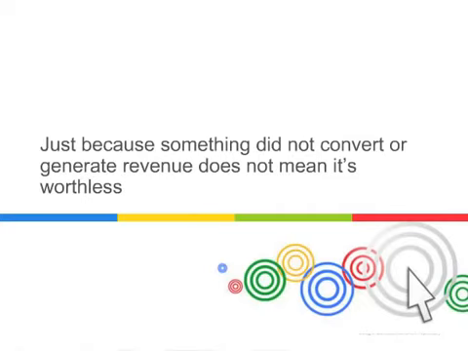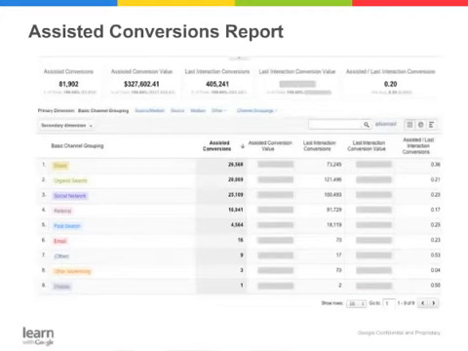And Google Analytics is trying to help you understand this other type of value using a new series of reports that we call multi-channel funnels. This is in the conversions section of Google Analytics. I want to call your attention to one specific report called the Assisted Conversions report. I really, really like this report. I think it's fantastic because it shows you a couple of things.